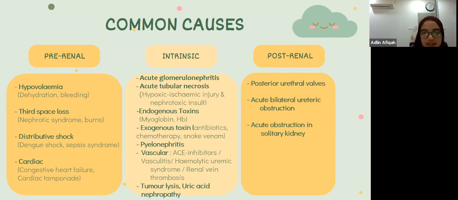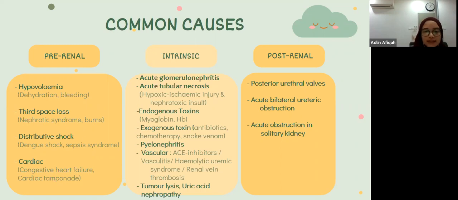So come up to the next causes, intrinsic causes, which are characterized by renal parenchyma that has been damaged due to sustained hypoperfusion and ischemia. The diagnoses for these causes are acute glomerulonephritis, such as post-streptococcal glomerulonephritis, lupus nephritis, HSP nephritis, and also membranoproliferative glomerulonephritis.